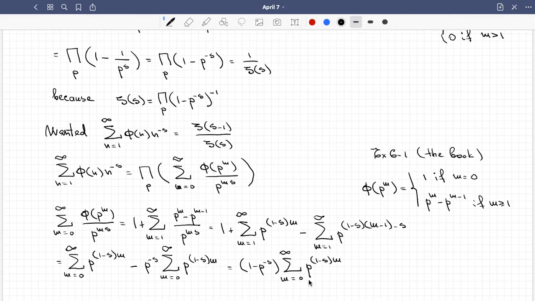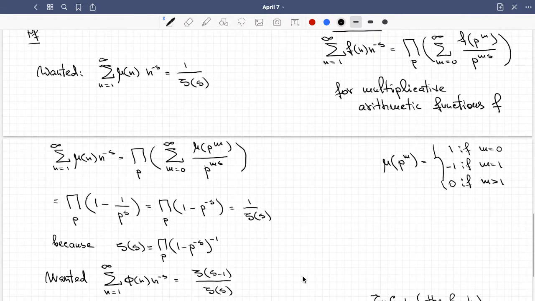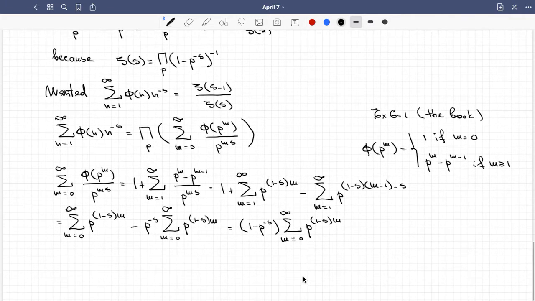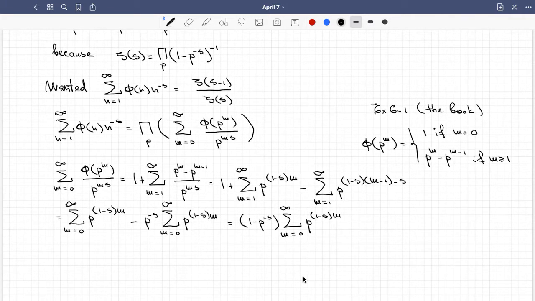This sum here is again, as in the previous case... which was the previous case? No, there was no previous case here. Sorry, the sum here is not as in the previous case, but this is the sum of a geometric series. p to the 1 minus s, raised to the power m, where m runs 0, 1, 2, 3, and so on. We sum them together, the number p to the power 1 minus s raised to many different powers. Let us sum this geometric series.